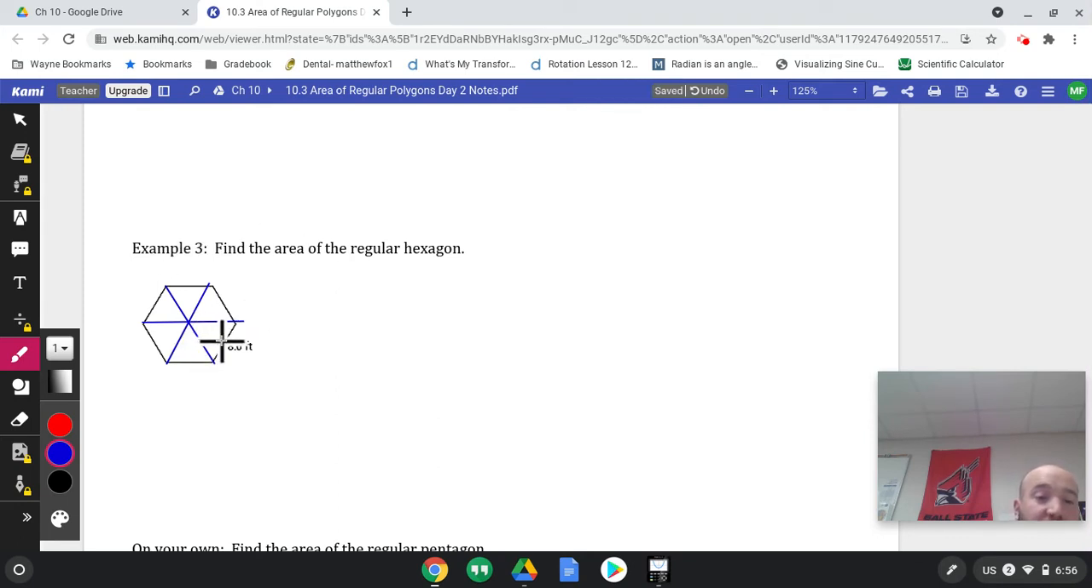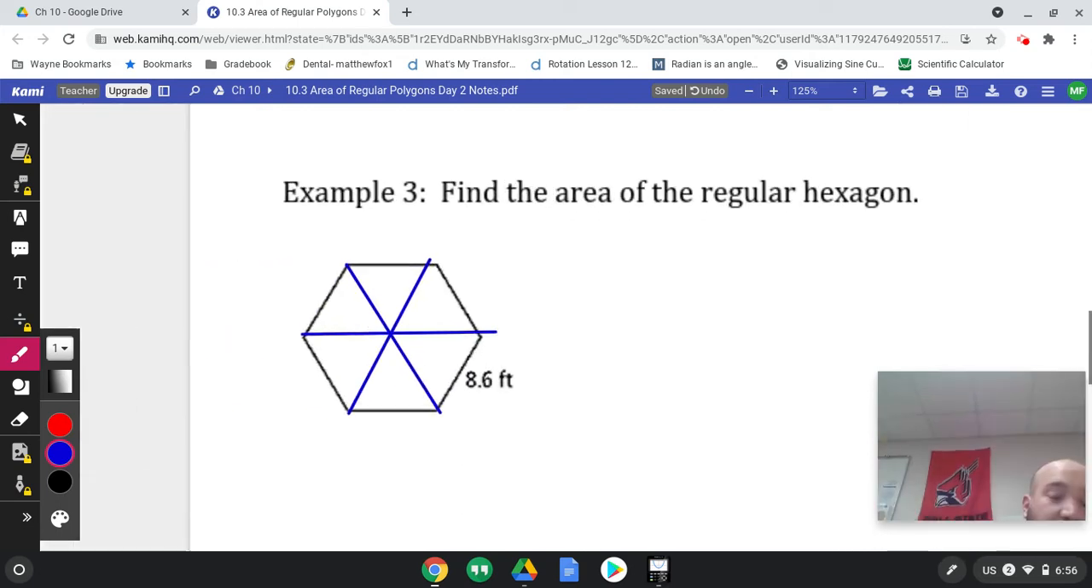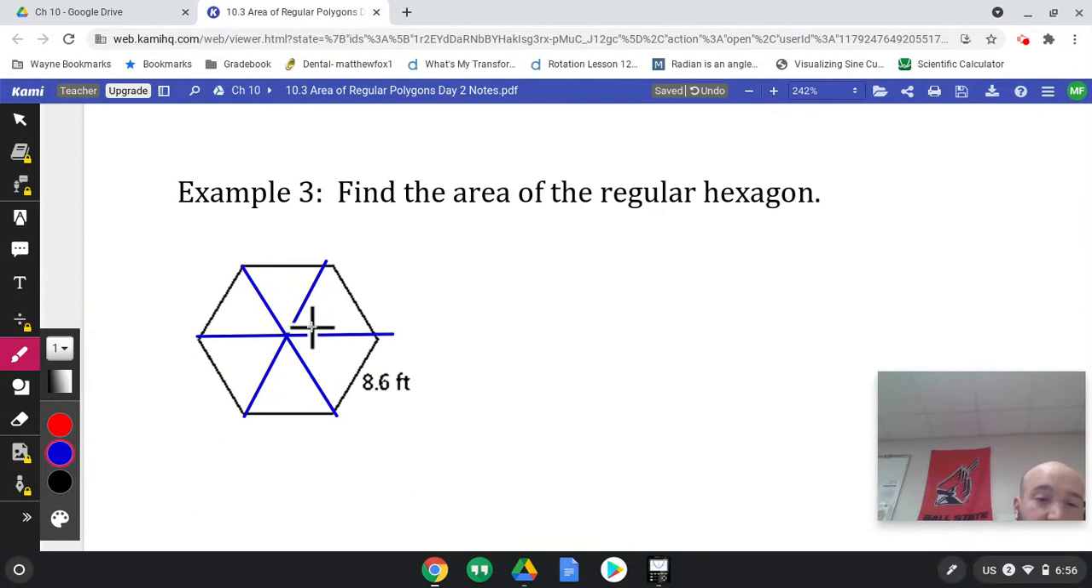Now a central angle is in this area, so let me zoom in here. Our central angles, there's 1, 2, 3, 4, 5, 6. If you think about it, if I circle around here, those 6 are making a circle. Every circle we know is 360. So we know those central angles have to add to 360, kind of like our exterior angles before.